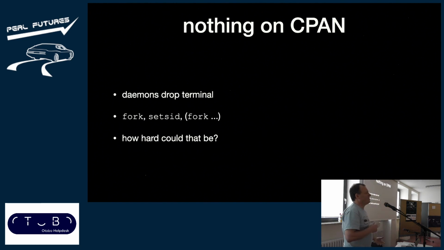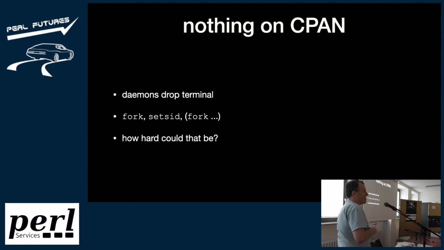Well, there's nothing on CPAN to do this. But when you're starting a classic Unix daemon, you drop the terminal. It's pretty well described in Stevens, which I did look up but didn't bring: you fork, you set the session ID, and then if you're a daemon proper, you fork again. But that bit of dance drops the controlling terminal. It's just that. How hard could that be?